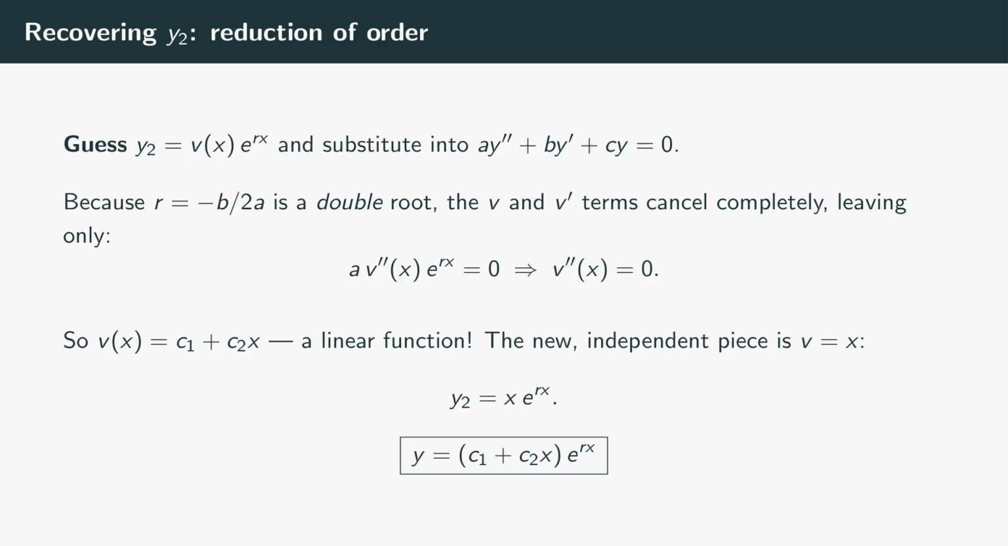Second, and this is the special part, the term with b prime also vanishes, precisely because r equals minus b over 2a sits at the bottom of the parabola. What survives is just a times v double prime times e to the rx equals 0, which means v double prime is 0. A function with 0 second derivative is linear, v equals c1 plus c2x. The brand new independent ingredient is the x, so the second solution is x times e to the rx. And the general solution is the quantity c1 plus c2x, all times e to the rx. The factor of x is forced on us by the double root.